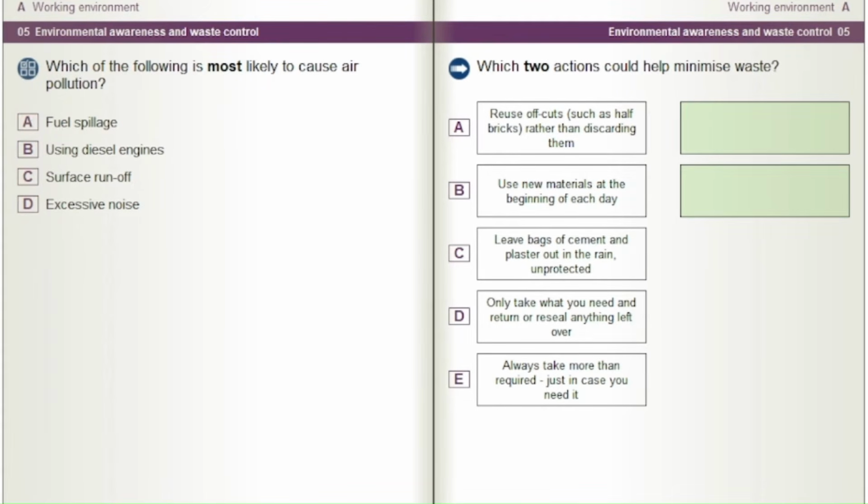Which two actions could help minimize waste? Reuse offcuts, such as half bricks, rather than discarding them. Use new materials at the beginning of each day. Leave bags of cement and plaster out in the rain unprotected. Only take what you need and return or reseal anything left over. Always take more than required, just in case you need it.